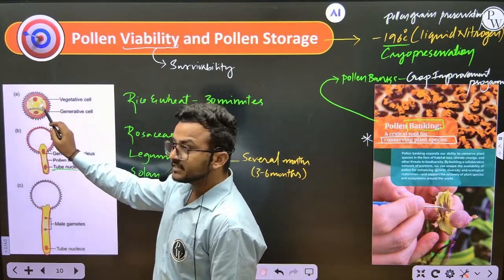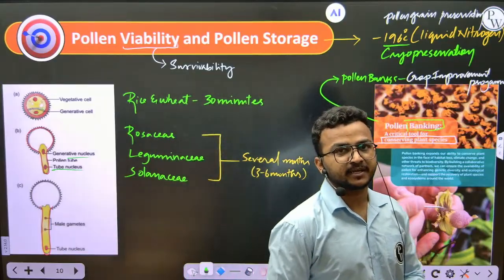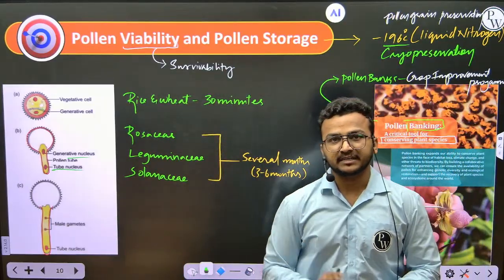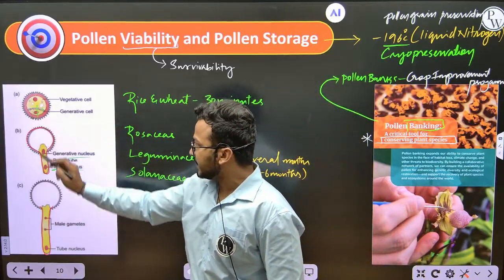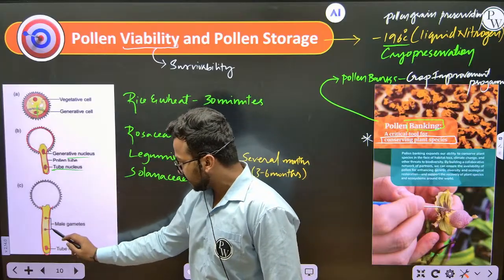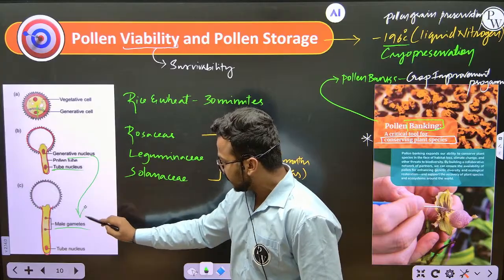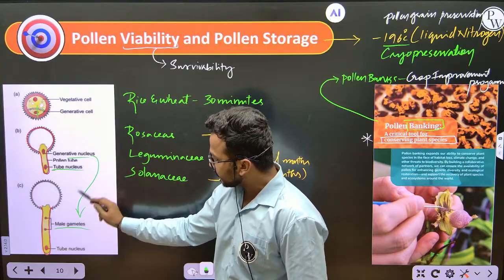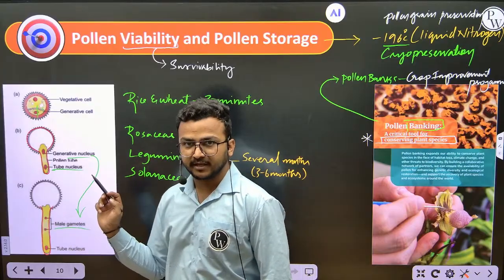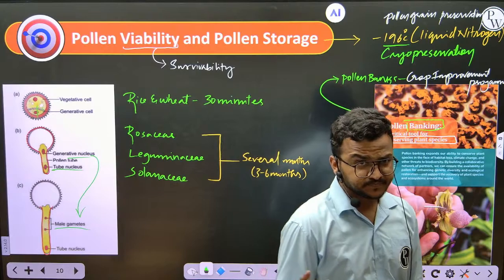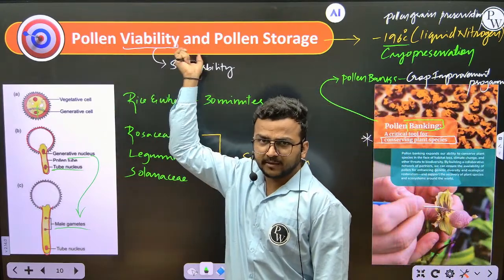So it is in the two cell stage. When the pollen grain is released, you will see two types: the two cell stage and the three cell stage. The generative cell will undergo division again to form two cells, that is the male gametes. Mitotic division takes place in the generative nucleus to form the three cell stage. Two male gametes are ready here. So this is about the pollen grain, pollen germination and pollen viability.